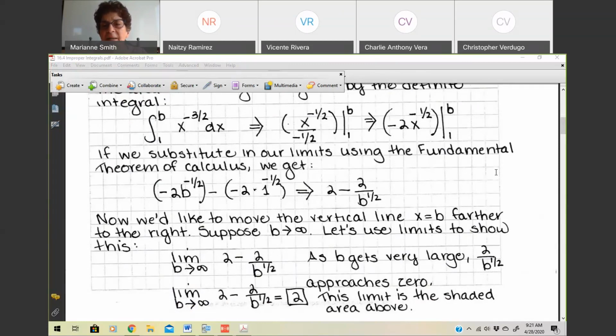Okay, so what I did was I plugged in an arbitrary letter for the infinite limit, and then I took the limit as I let that letter b approach infinity. So if you would please shout out to me, yes or no, are you okay with this? If you're going to say no, ask me a question.